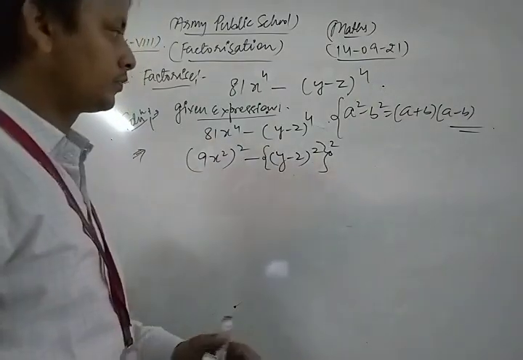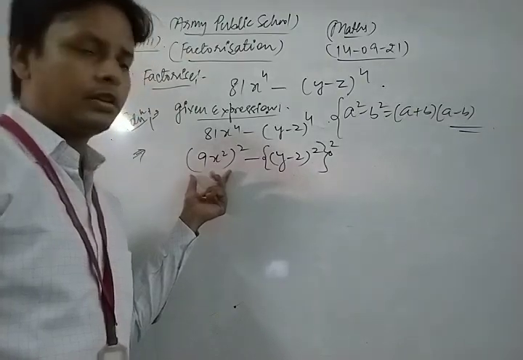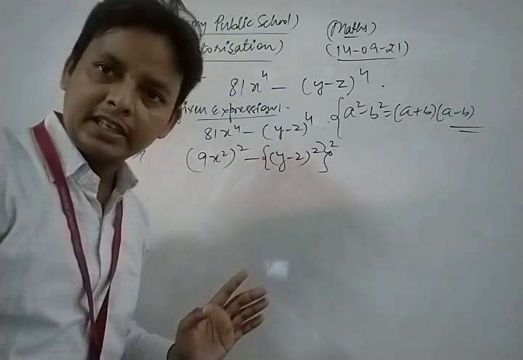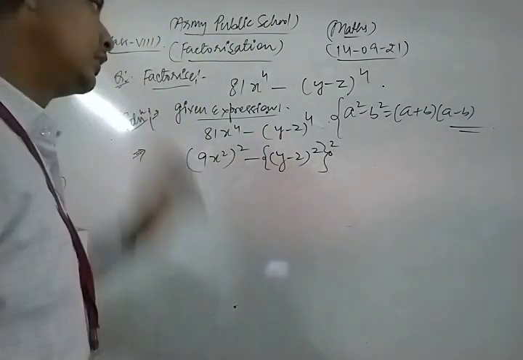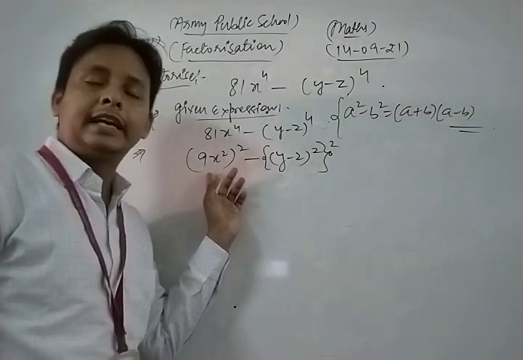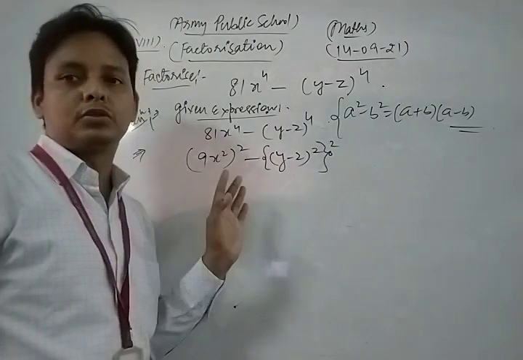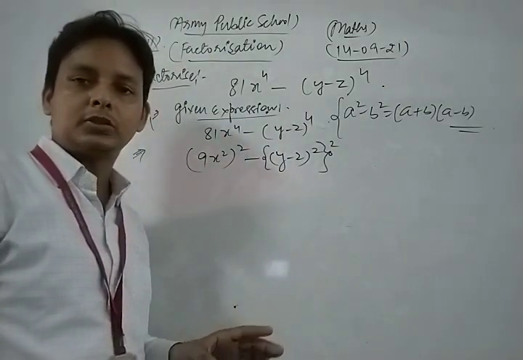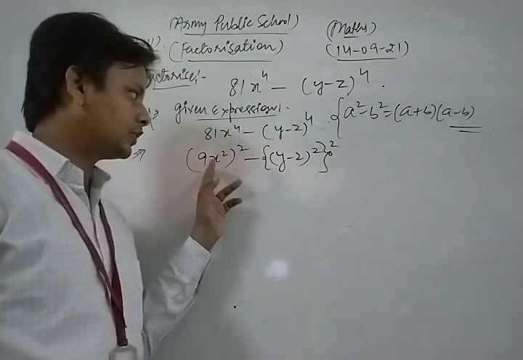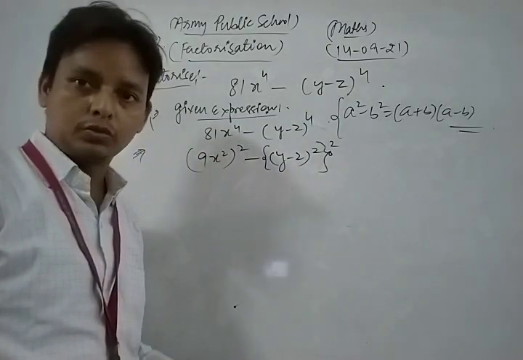Now, this is (9x square) whole square minus (y minus z) whole square. So, dear students, first we expand it by using the identity a square minus b square, which is equal to (a plus b) in one bracket and (a minus b) in another bracket. Here a is 9x square, and b is (y minus z) whole square. This is the value of b.